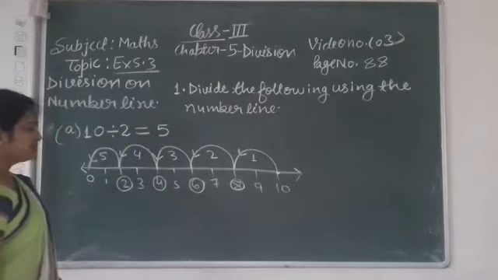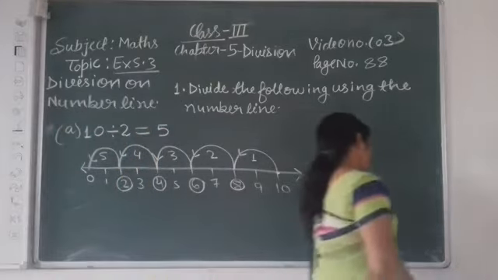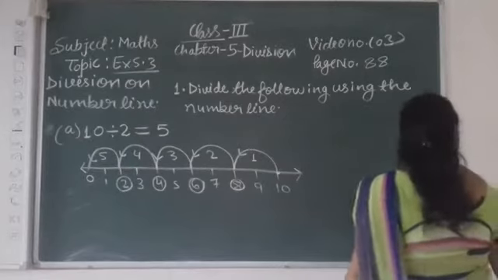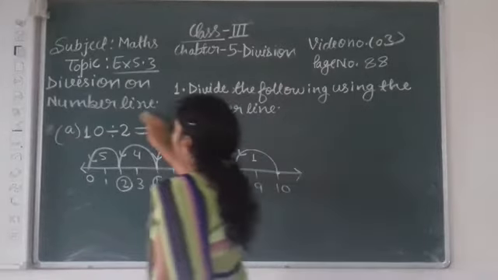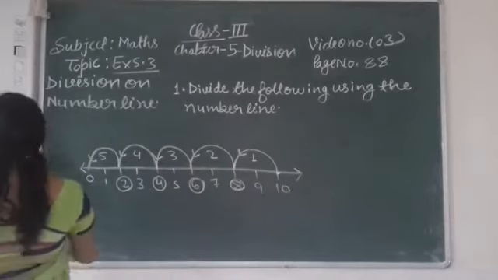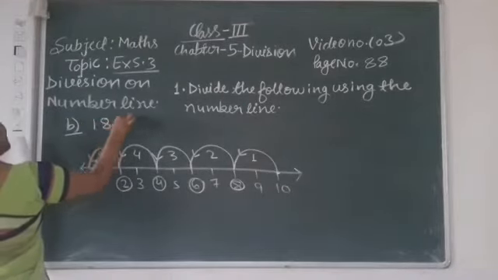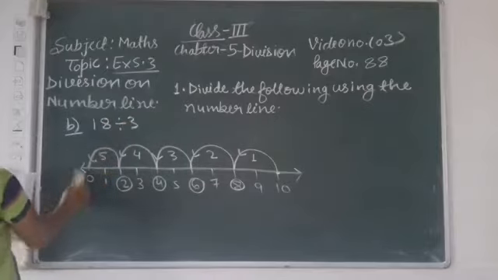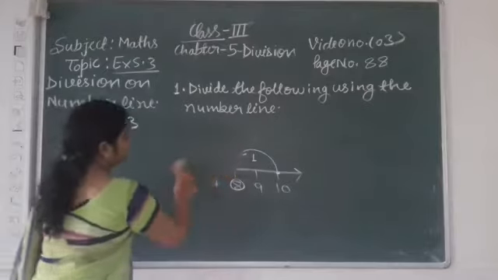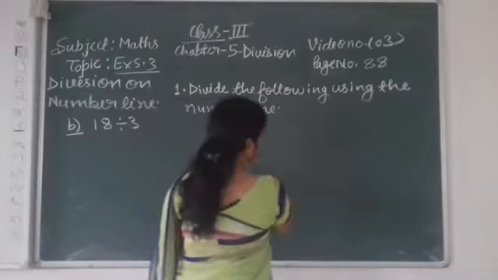Okay. Next question is B part. 18 divided by 3. So first, draw a number line.